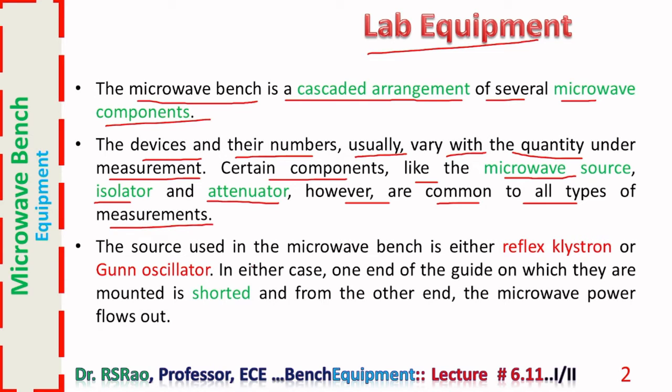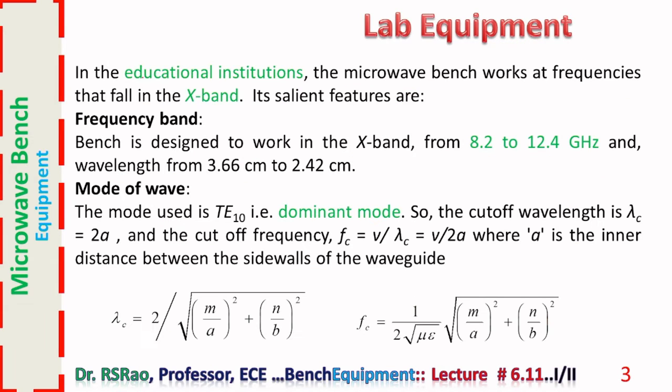The source used in the microwave bench is either a reflex klystron or a gun oscillator. Both are oscillators. Reflex klystron is a microwave tube, whereas gun oscillator is a solid state, semiconductor oscillator. In either case, one end of the guide on which they are mounted is shorted, and from the other end, microwave power flows out. In educational institutions, the microwave bench works at frequencies that fall in X band.